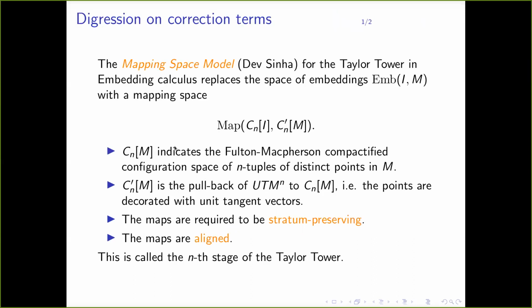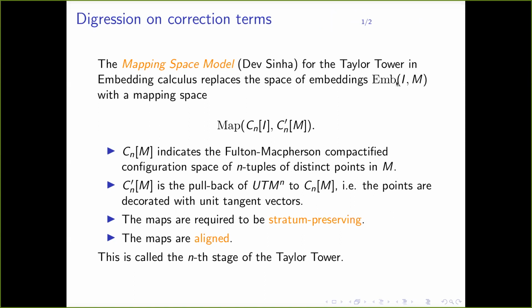So let me digress a little bit about the models that we use in embedding calculus. There's this mapping space model that I'm using due to Dev Sinha. I choose it just because it's very geometric, and I think this work is going to appeal mostly to very geometric people. This is maybe not most people's preferred model for working with embedding calculus. So it's this thing called the mapping space model.